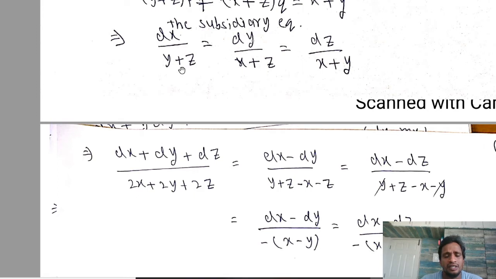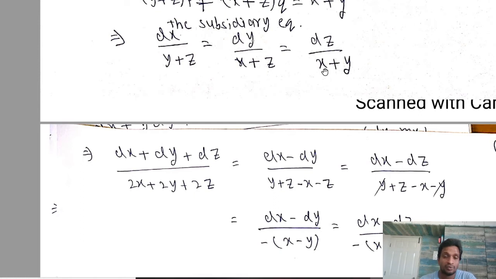Generally these types of equations can be solved by taking any two of these values, that is dx by something is equal to dy by something, and integrating both sides we will get the answer. But here see, in dx by, the z term is there, and in dy by also the z term is there. By taking these two values, we can't integrate. Either dy by x plus z, dz by x plus y also you can't integrate. Why? Because here dy, dz is there, but in the denominator we have x term, but we don't have dx here.